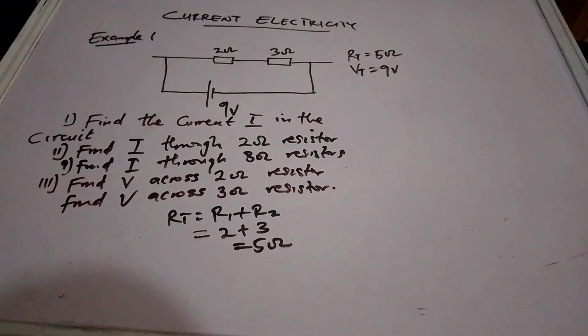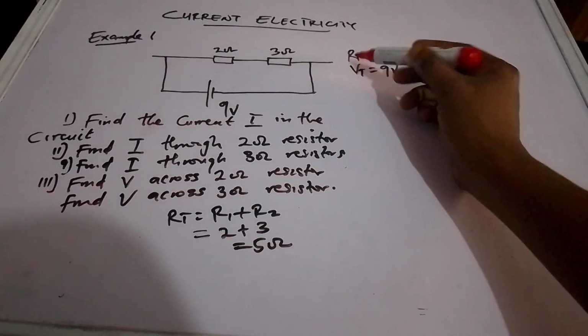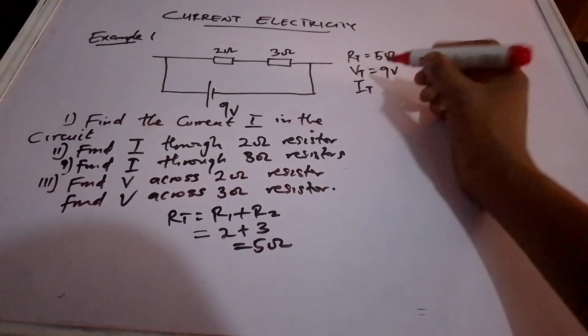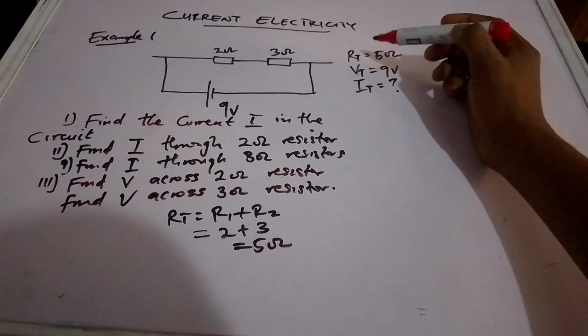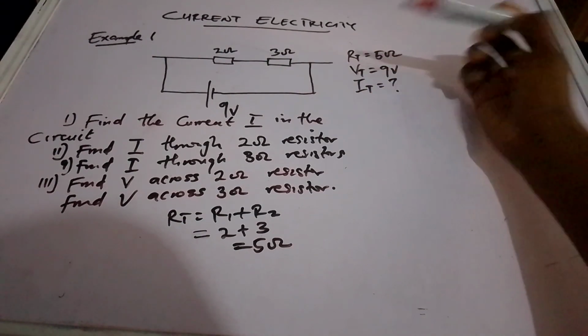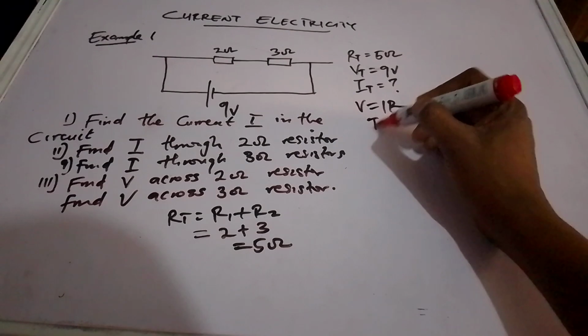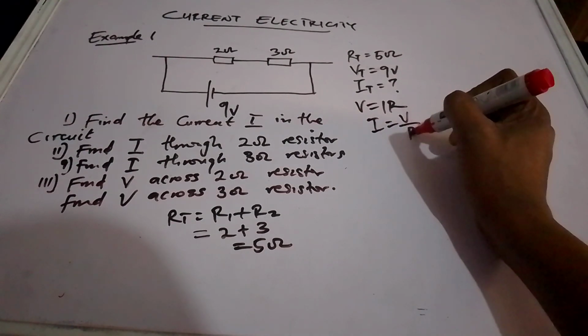Alright, in this case, we want to know the current now. Since we have R, we have V, and we are looking for I, that is the total I in the circuit, which is unknown. If you look at these parameters, the relationship between the parameters is given by V equals IR. So let's find our I. Then our I is going to be V over R.